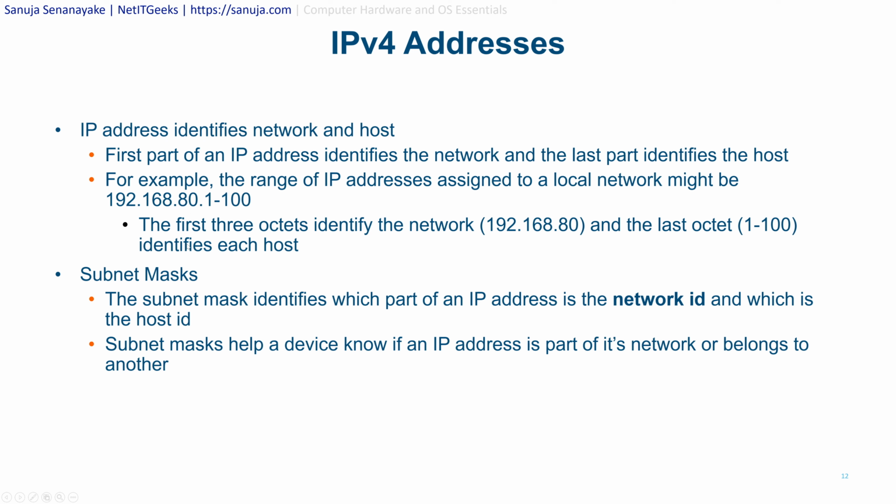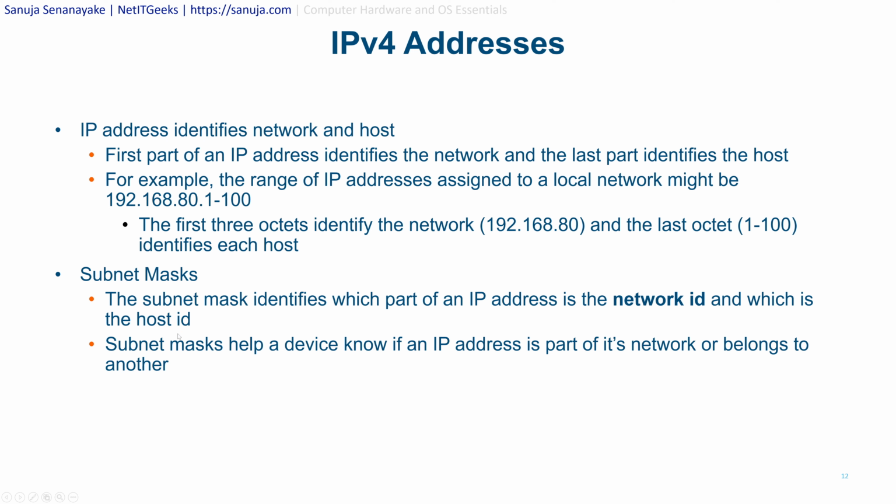So why is that the range? Because the first three octets, 192.168.80, are the network. And the last octet, which goes from .1 to .100, identifies each host. So that's how you read an IPv4 address. The network portion is 192.168.80, and the host portion is the last octet, which in this example could be anywhere from .1 all the way to .100. So it could be .50, .44, .80, .77, .35, etc. Everything is part of that network.